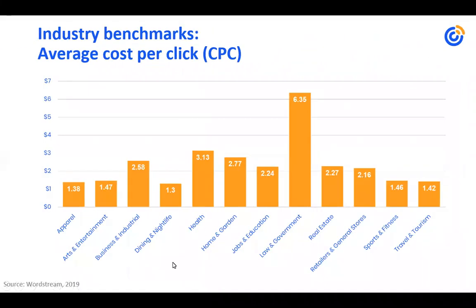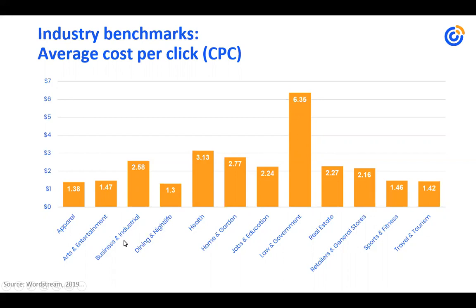Now, here's some data to better illustrate what we are talking about with the average cost per click for a few industries. It really varies based on the industry. For example, we can see that the dining and nightlife industry has the lowest cost per click with about $1.30, and those in the law and government industry is the highest at $6.35 per click.